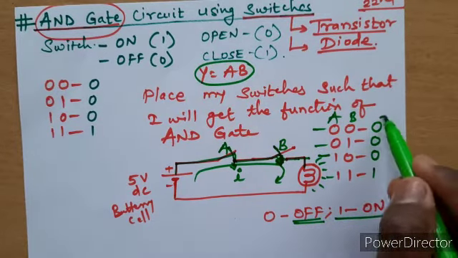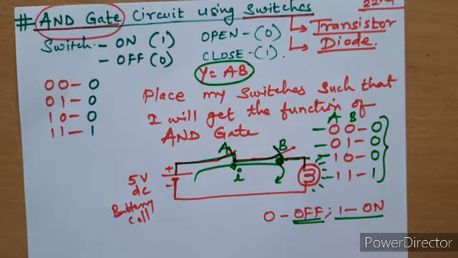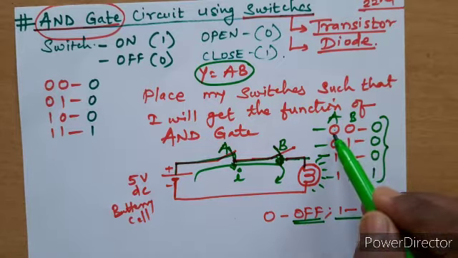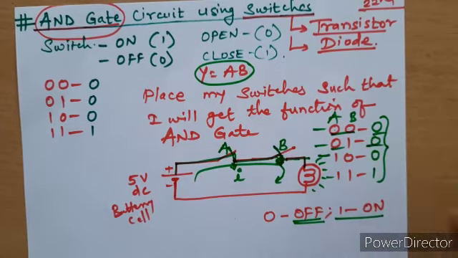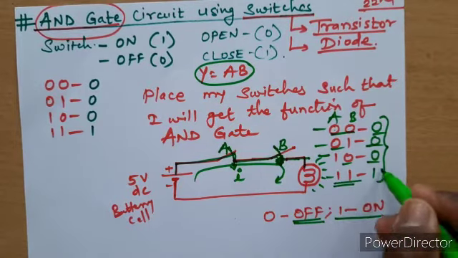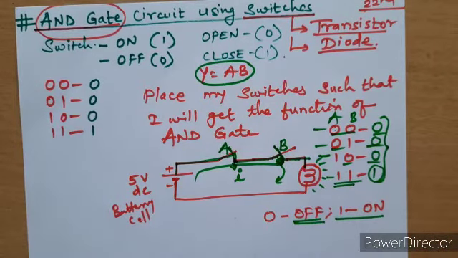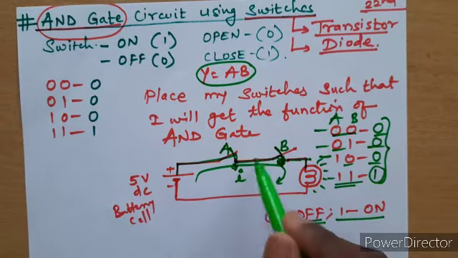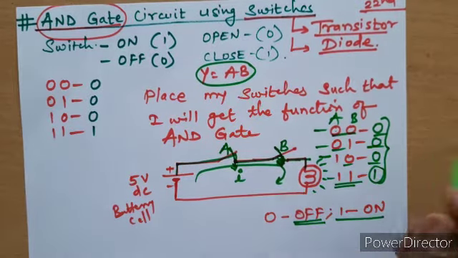So is it the same truth table that we have studied? Yes. When any of the inputs is 0, the output is 0. You can see this 0, output is 0, 0, output is 0, 0, output is 0. And if all the inputs are 1, the output is 1. Perfect. So this is how this AND gate can be constructed with the help of switches.